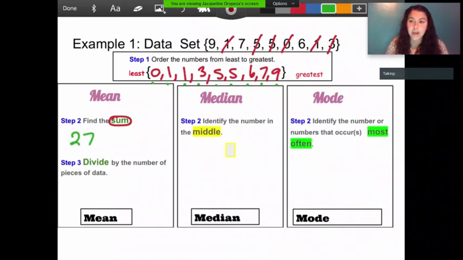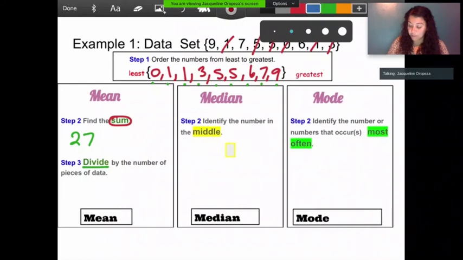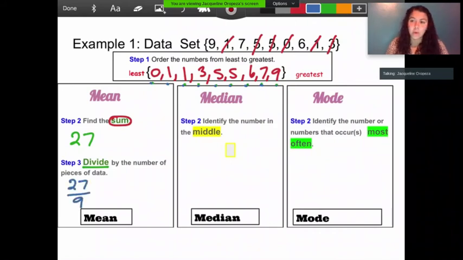Now that I've added up all the numbers in my data set, I have to count how many numbers are in my data set, because step 3 is to divide by the amount of pieces there is. So I have 1, 2, 3, 4, 5, 6, 7, 8, 9. I have 9 numbers. So I am going to divide 27 divided by 9. When I divide 27 divided by 9, I get my answer as 3. So the mean will be 3.